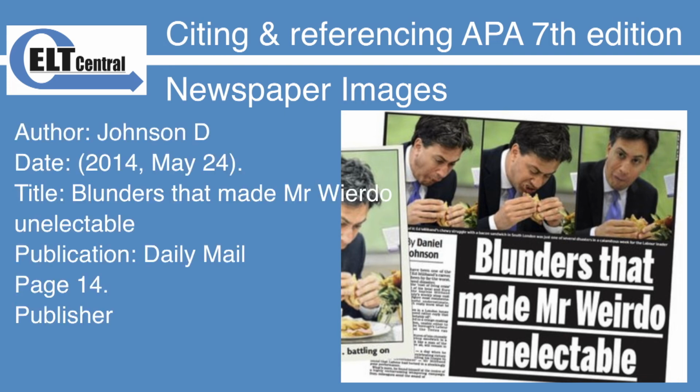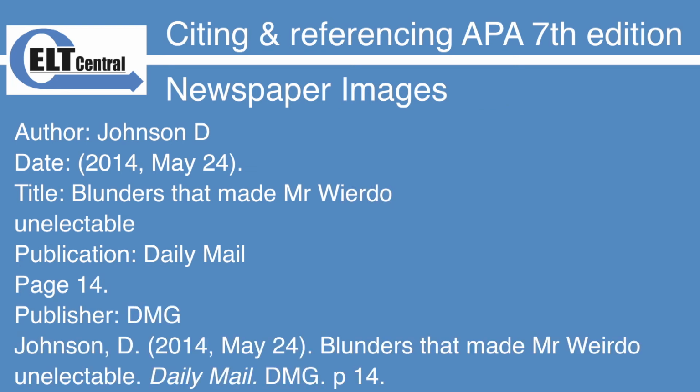So you've got the author, you've got the date, you've got the title, you've got the name of the newspaper, publishing group. You haven't got that, so you'll have to look for it. So this is how the reference would look. Johnson, D., 2014, May 24th. London's made Mr. Weirdo unelectable, Daily Mail, News Group, page 14.